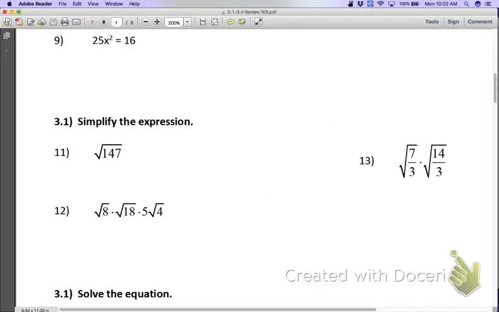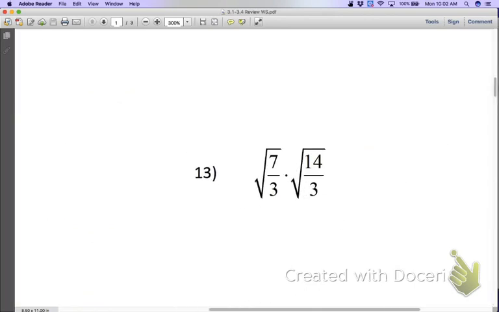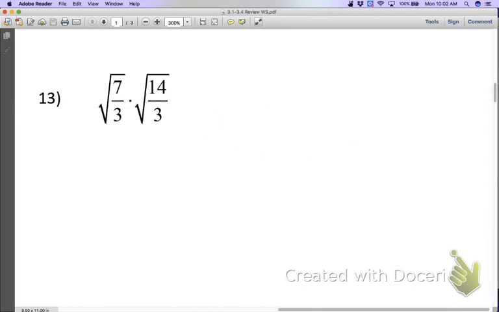On 13, everything's underneath the radical, so I can only multiply radicals with radicals and numbers on the outside with numbers on the outside. So I treat it just like any other fraction. So I'm going to multiply the top, so 7 times 14 is going to give me the square root of 98. So I have the square root of 98 on top, and then on the bottom side I have the square root of 9, right? 3 times 3. So focus on one part at a time.